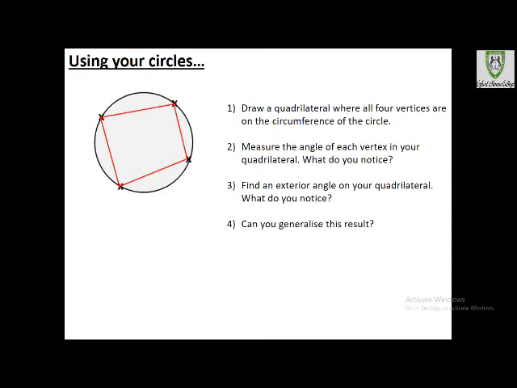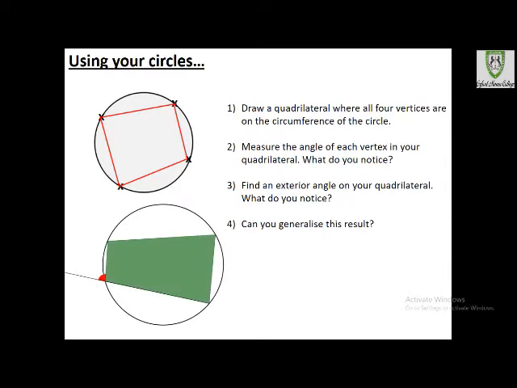Using your circle, draw a quadrilateral where all four vertices are on the circumference of the circle. Measure the angle of each vertex in your quadrilateral. What do you notice? Find an exterior angle of your quadrilateral. What do you notice? You can generalize this result.